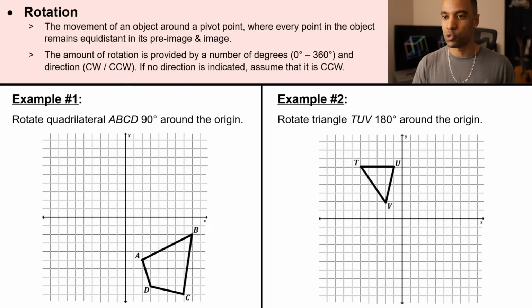Good news is both of these will be with regard to the origin. Okay, the origin is your center of rotation right here, 0, 0. That's a good sign. That means you can rely on these axes and the actual coordinate pairs to help you.